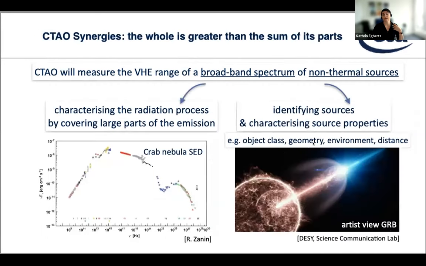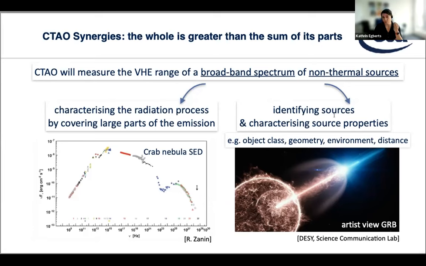And so if we are talking of synergies, what do we need? What can other instruments provide? What is crucial for us is basically two things. One is regarding this broadband spectrum. Of course, we want to understand the radiation as well as possible. So in order to characterize the radiation process, we want to get as complete a picture as possible of this component throughout all the different wave bands.